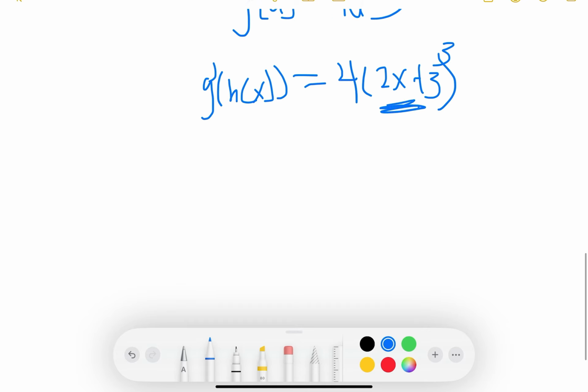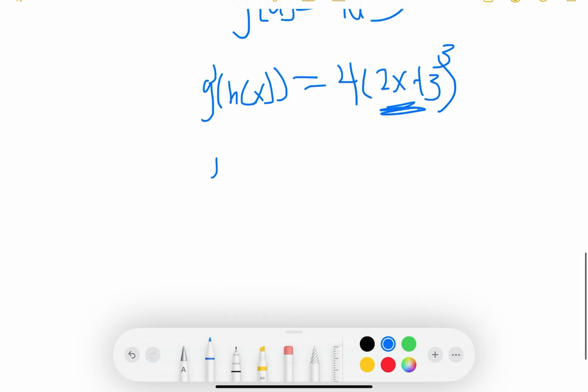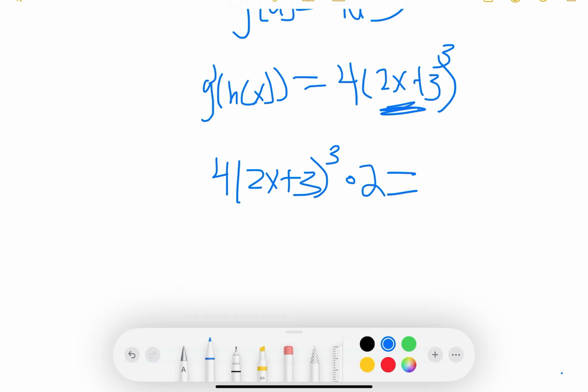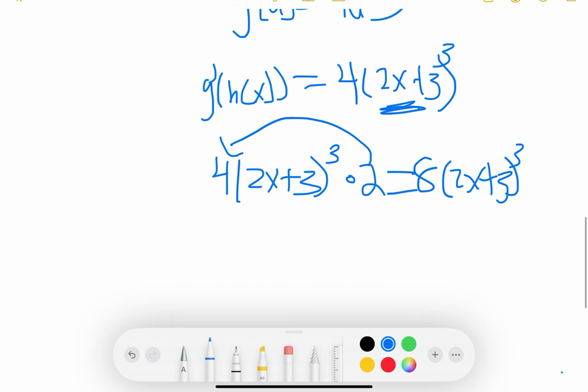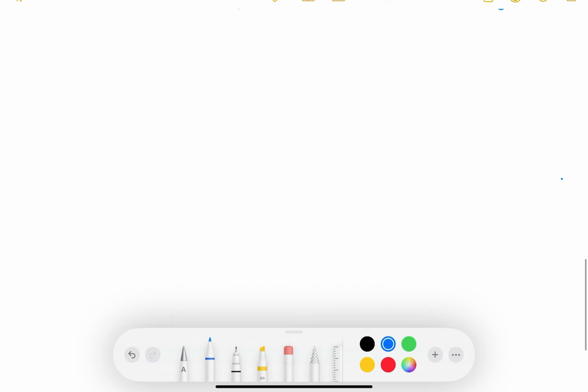So after that, we can do 4 times (2x plus 3) to the 3rd times 2. And again, because this is also a constant, bring it over here. So then you have 8 times (2x plus 3) to the 3rd. Alright, so now that we did that example, let's do a practice problem.